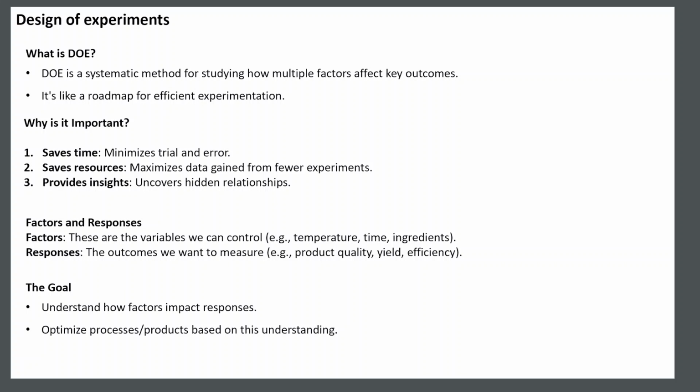So, what is the goal of the design of experiment? That is a major thing which is very important. The goal is to understand how factors impact the responses and how we can optimize the process or product based on this understanding. After understanding how the factor affects the response, we can do modifications or optimization, and we can improve the product or our understanding about the product.